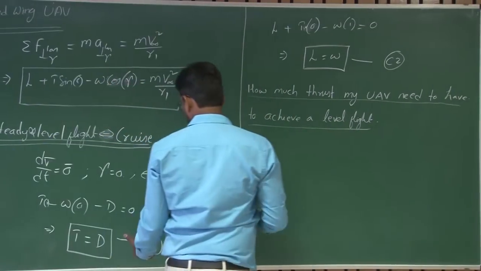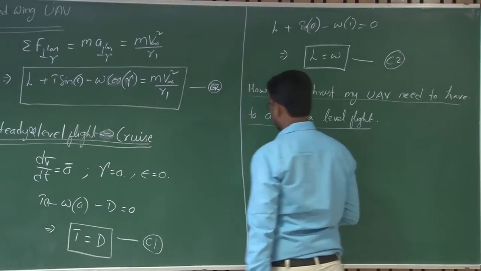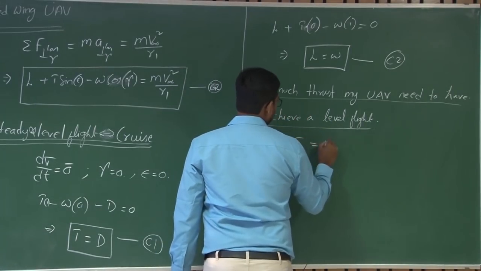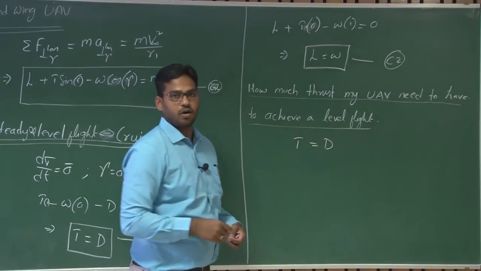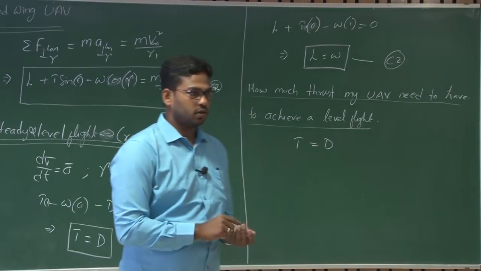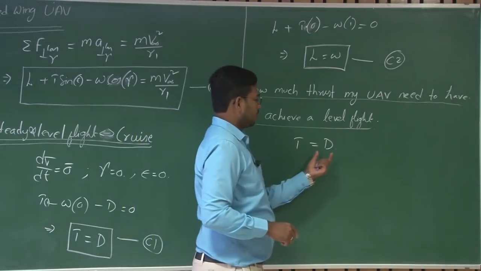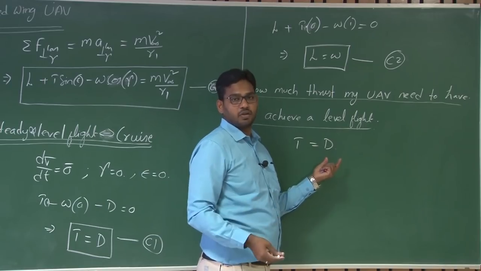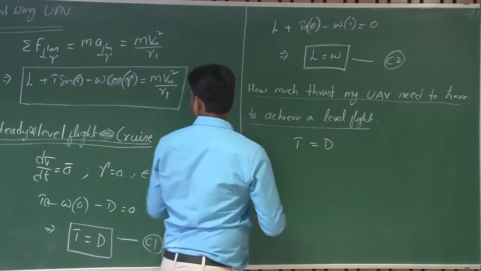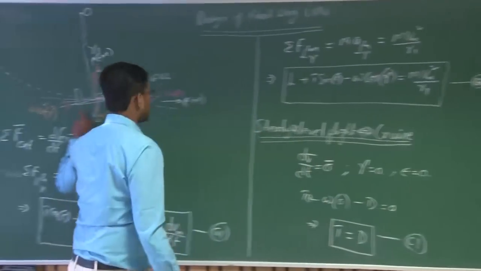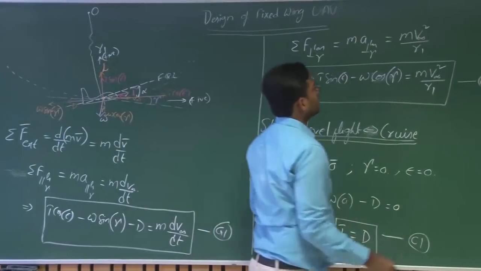Right. The answer is from this equation C1. So this drag is the system's output, which can be considered as the requirement of the system. Drag is the negative force that we can see here, which is a requirement of the system. So what happens in steady level flight?